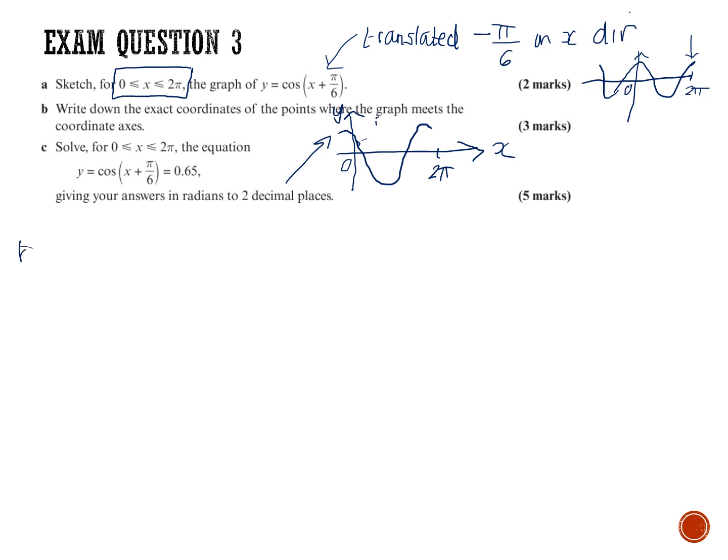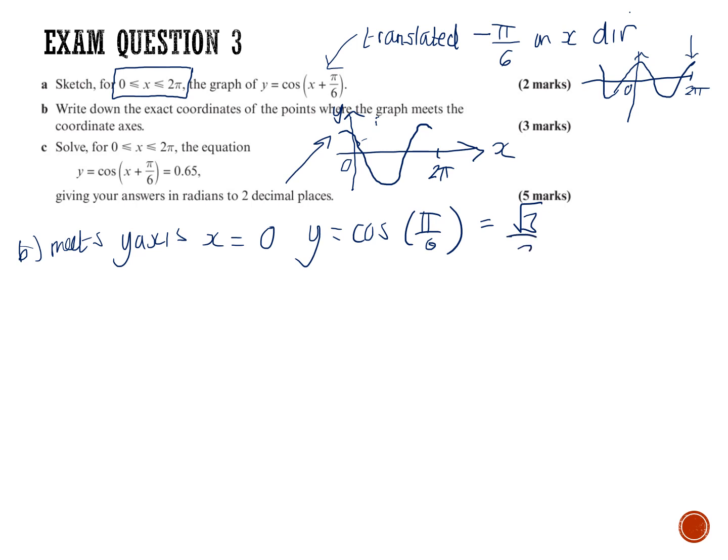Right, so part B says write down the exact coordinates of where the graph meets the axes. Let's do the y-axis first. It meets the y-axis where x is 0. So we're going to be doing y equals cos of pi by 6. Pop that in your calculator. That's one of my standard values, and I get √3/2. It does ask for coordinates, so make sure you write that as (0, √3/2).